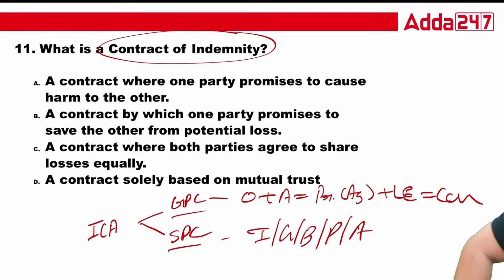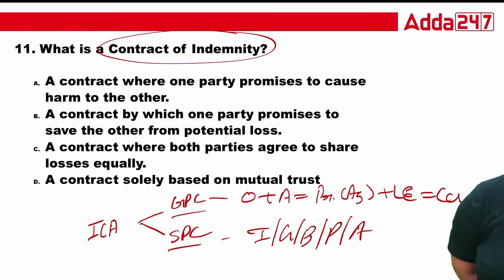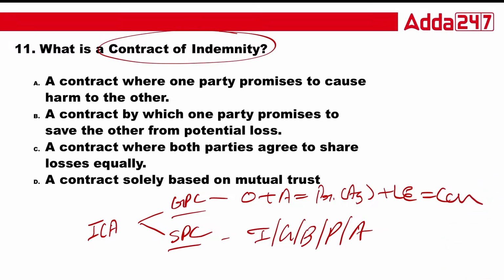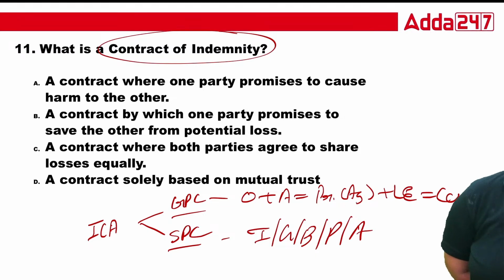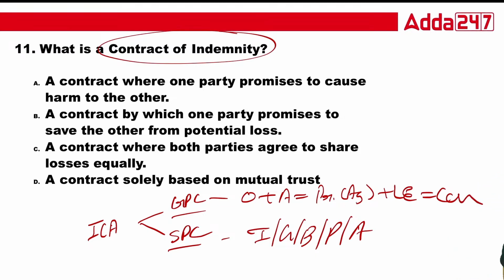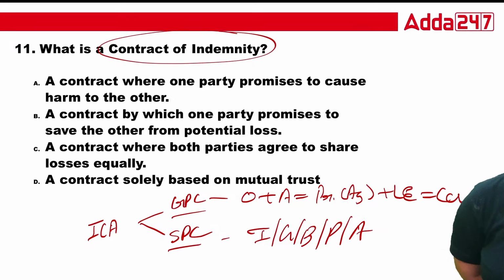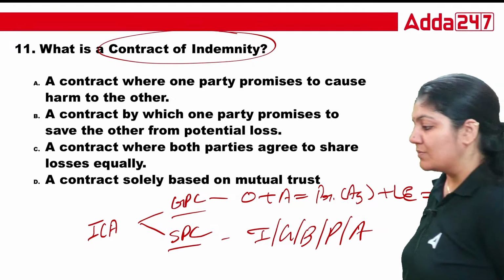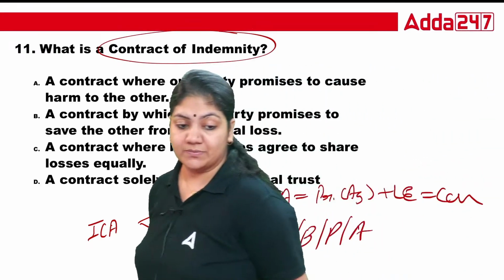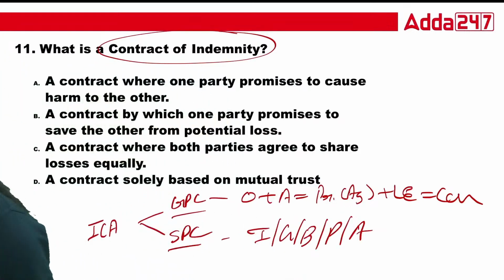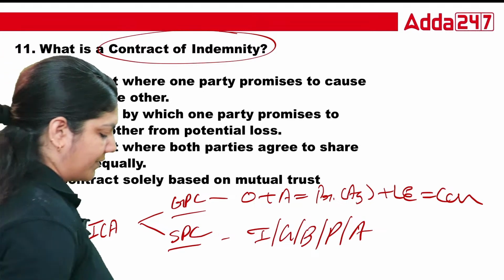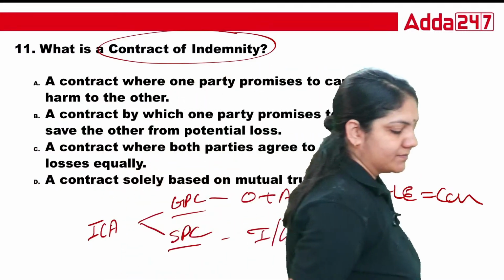So tell me class, what is a contract of indemnity? A contract where one party promises to cause harm to the other. The contract by which one party promises to save the other from potential loss. A contract where both parties agree to share loss equally, and the contract is solely based on mutual consent. What is the right answer? What is the right answer for this question?